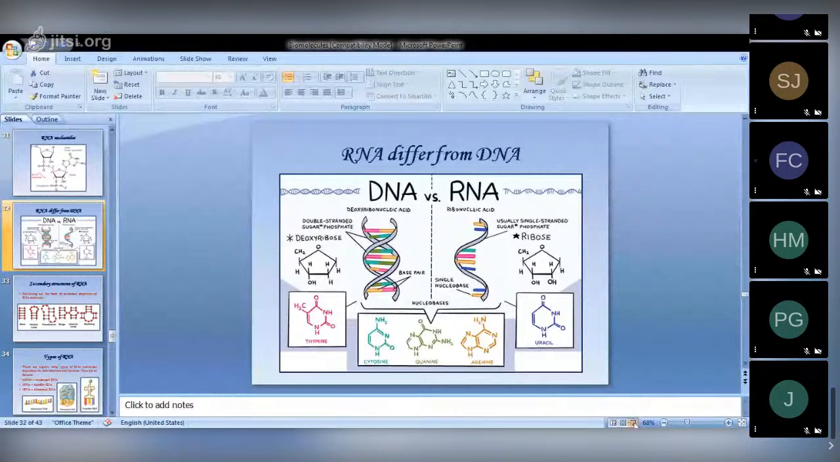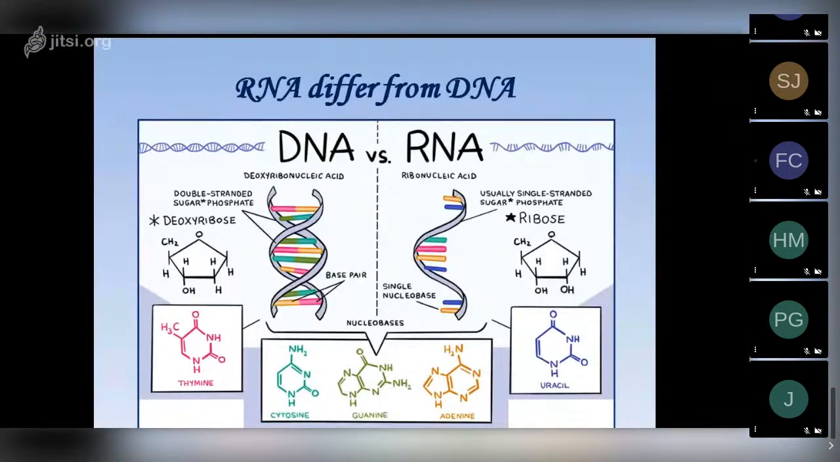So from this slide, we are resuming our talk on the difference between DNA and RNA. DNA is a double-stranded, double helical structure. Here the difference is in the sugar molecule: there is no OH group, only the H. So this is the deoxyribose, and in the case of ribose sugar, there is an OH group present over here. So this is the ribose sugar.